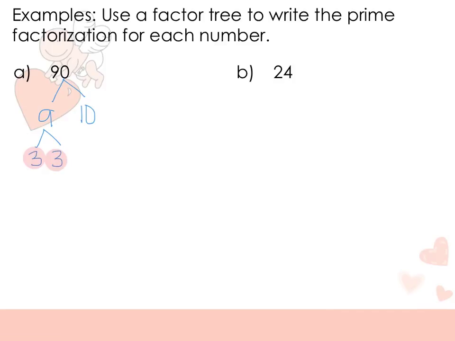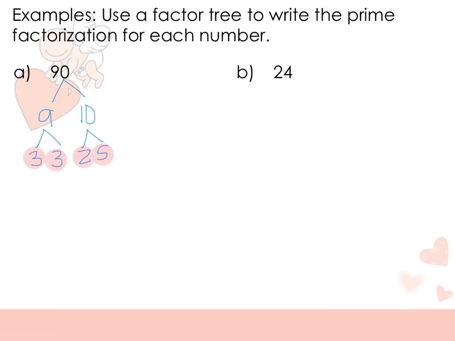Now let's move to 10. Sadly, 10 is not prime, so I'm going to think of two numbers that multiply to 10. So I'm thinking of 2 and 5, which are also prime numbers as well. The end of everything here is a prime number, so I'm going to write my prime factorization.